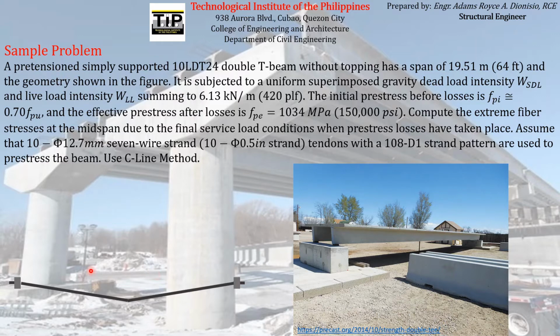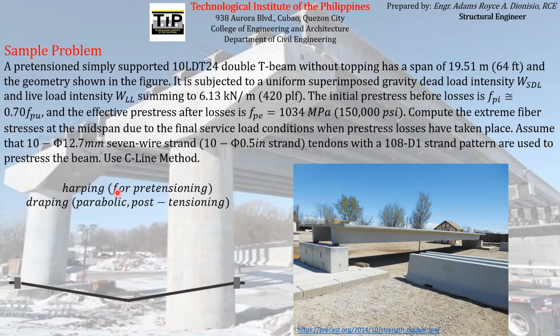It is pretension and has a tendon profile like this, which is called harp tendon profile or harping, usually used for pretensioning, while for post-tensioning, we usually use parabolic tendon profile or drape tendon profile. So it looks like a parabola. For harping, or for harp tendon, it looks like this. And for the drape tendons, it looks like a parabolic curve.